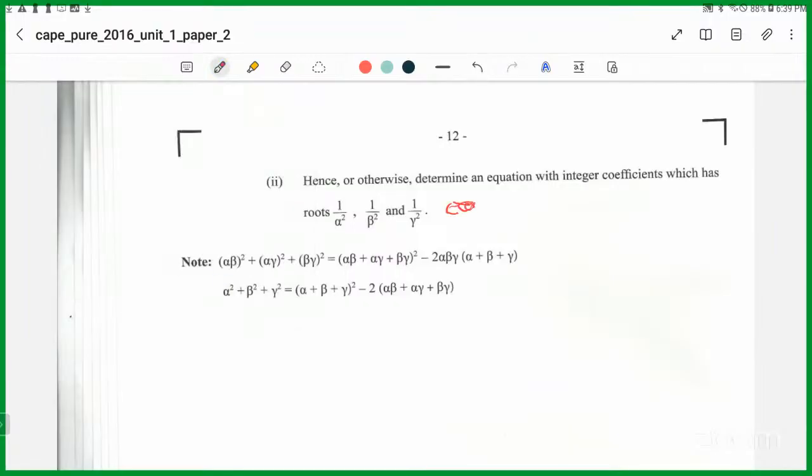The equation is x cubed minus the sum of these 3 roots times x squared plus the pairwise product of these 3 roots times x minus the product of the 3 roots, p3, equals 0. So s is the sum of the 3 roots. This is the product of these 3 roots pairwise, and that's the product of the 3 roots.